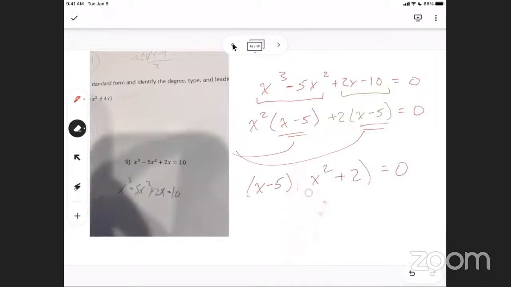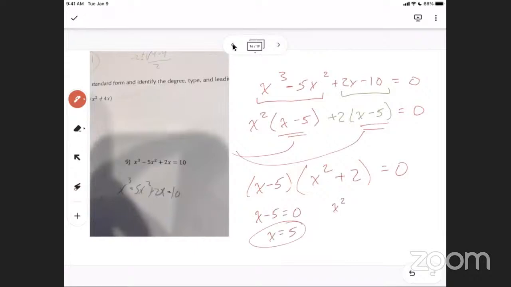Because now I have two factors, and if something times something else equals 0, either this can equal 0 or this can equal 0. And either way, I'll get 0. So this is the zero product property. X minus 5 equals 0, in which case x equals 5. So there's one of your answers.